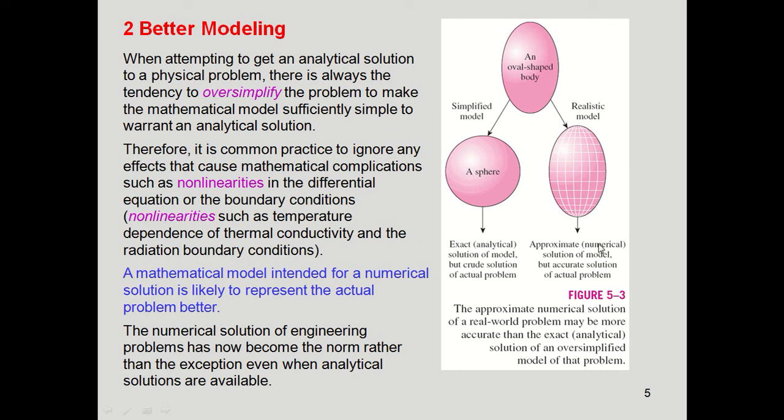Okay, so now about the numerical concept. In the numerical concept, what are we going to do? For the oval shaped actual body, we are taking a realistic body into the numerical methods. We divide this body into a number of small parts, and then we apply the numerical methods to solve the problem. Then we get a solution. That solution is an approximate numerical solution for this model, but it is an accurate solution of the actual problem. But in the analytical method, we solve the problem by considering a sphere, and the solution is not perfect for this actual model.